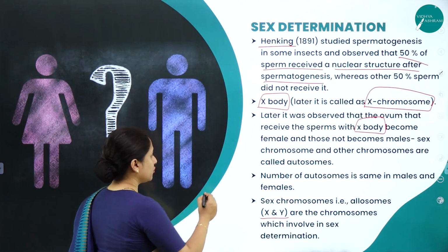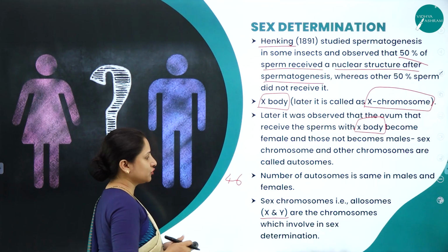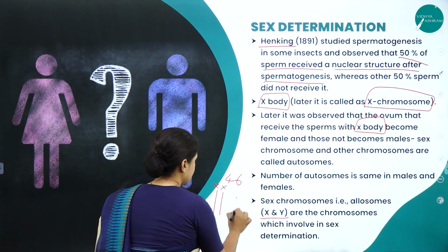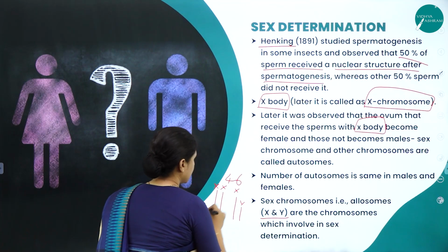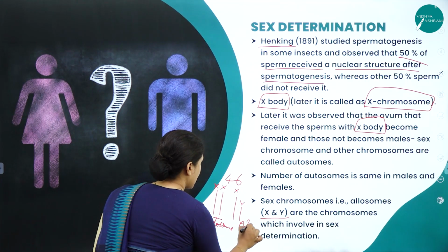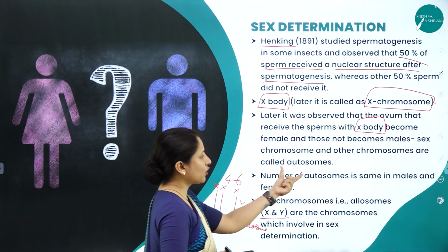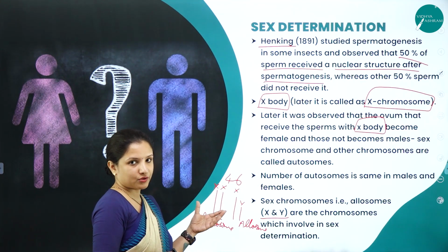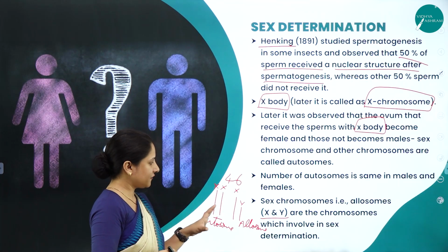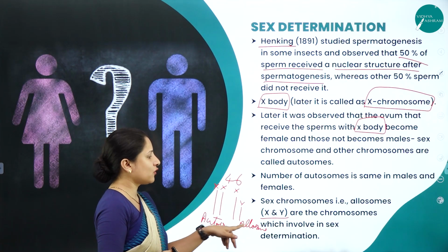So, how many chromosomes do we have? 46, right? 23 pairs. In those 23 pairs of chromosomes, in the last pair, one will be XX, the other will be X and Y. So this is autosome and this is allosome. Autosome means same, allosome means different. So the number of autosomes is the same in males and females, that is true, right? They will have 22 pairs of autosomes both in male and female, but the sex chromosomes, that is allosomes, X and Y, are the chromosomes which are involved in sex determination.